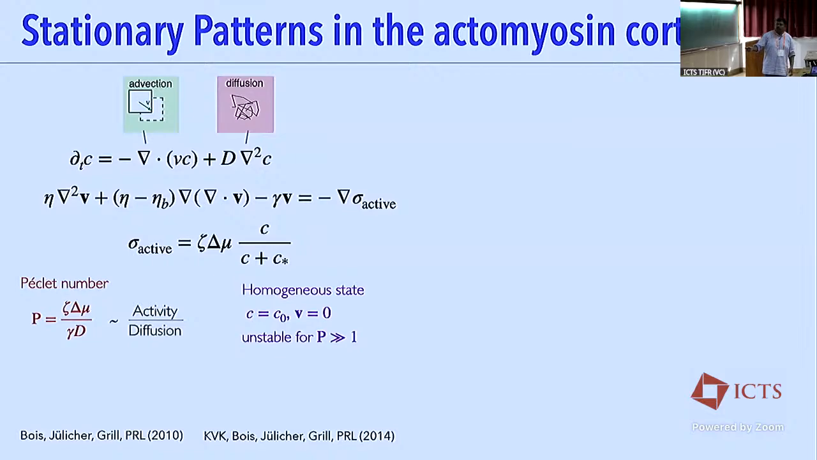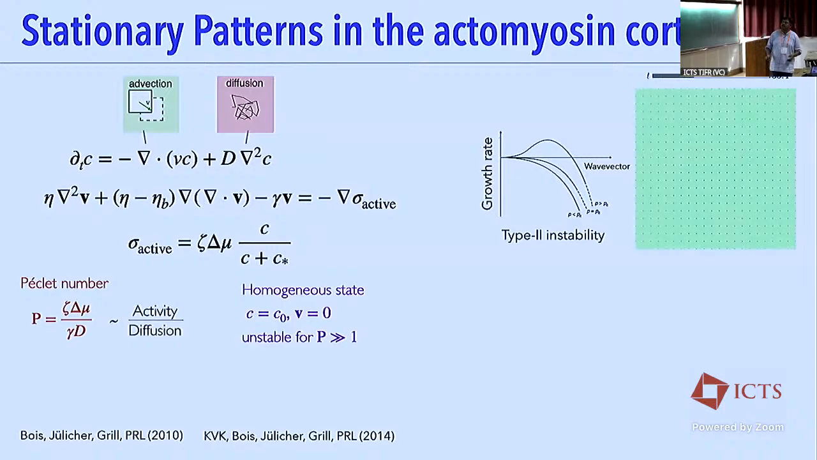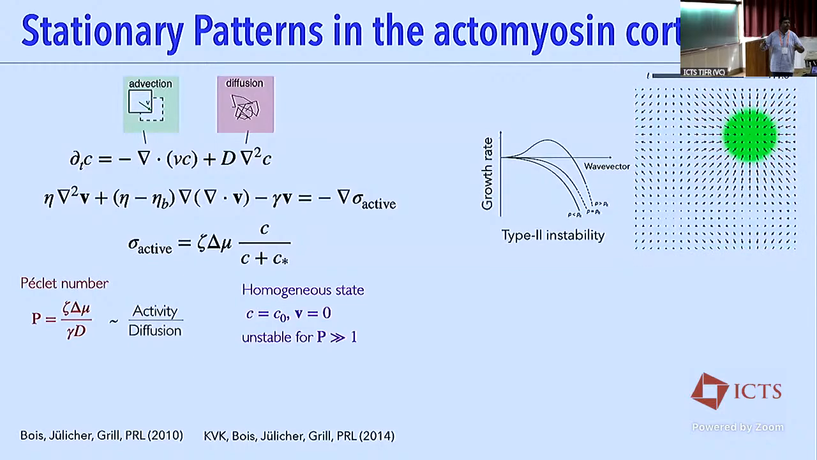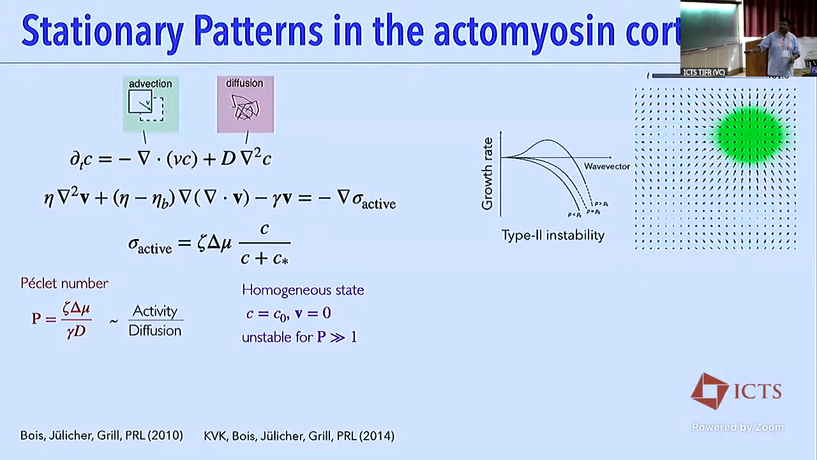You can define a Peclet number, which is basically some activity to diffusion measure. And you can show, like we did yesterday, that the state C equal to C naught, where C naught is some average concentration, and V equal to 0, becomes unstable when the Peclet number becomes much larger than 1. So there's actually a type 2 instability. That means you have a growth rate versus the wave vector, and the largest growing mode is essentially the smallest wave number that's there in the system. So if you do a numerical simulation, you'll actually get a big clump coming and sitting there. Okay, so this is a spontaneous instability of the homogeneous pattern for large Peclet numbers.